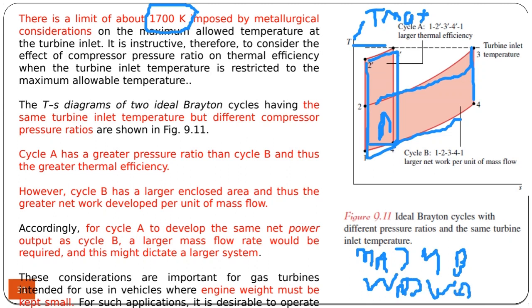So what it means is, even though the cycle A has greater efficiency, in order to have the same work output as cycle B, it has to be much larger. So during the design, it has to be taken into account whether the importance of higher efficiency or the importance of higher work is more important.